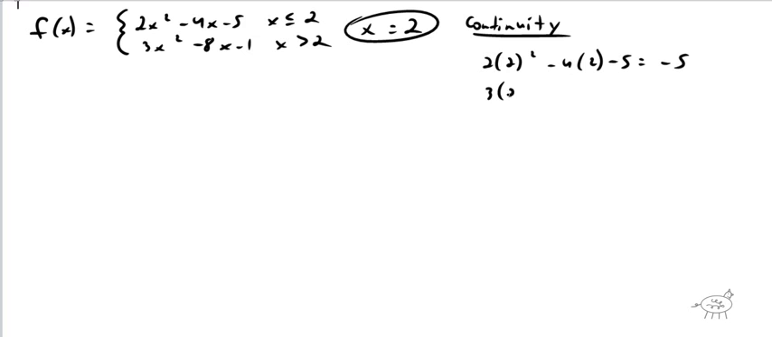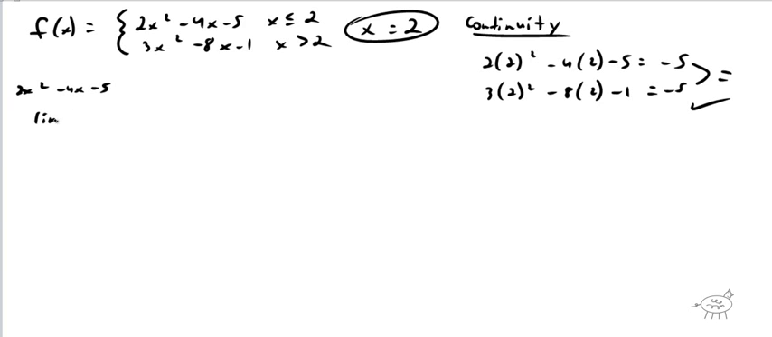And 3 times 2 squared minus 8 times 2 minus 1. So that's going to give us 4, 12. 12 minus 16 is negative 4, minus 1 is negative 5. Sweet! These are equal, so it is continuous. That's good. And then we just need to check the slope at 2. So really this is not difficult, just gotta check for continuity and check the slopes. That's all you're doing. So we'll do 2x squared minus 4x minus 5 first.